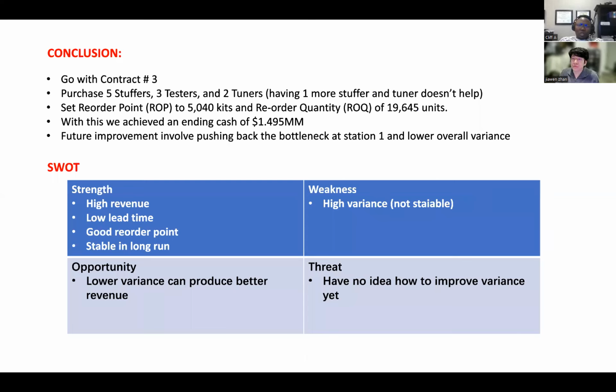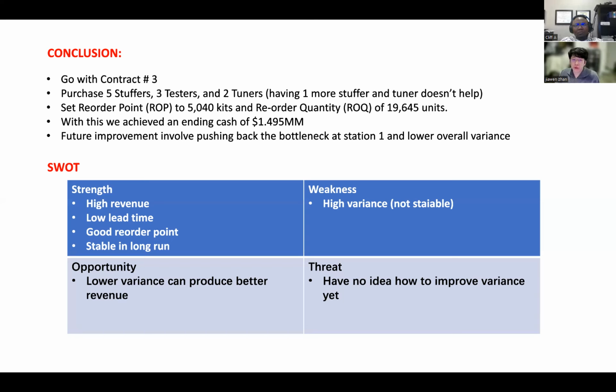In conclusion, we would suggest that in the future, the factory go with contract number 3, purchase 5 stuffers, 3 testers, and 2 tuners. Stay at a reorder point of 5,040 kits and reorder quantity of about 19,600 units. If possible and cost-effective, try to relocate the bottleneck from station 1 to somewhere downstream of the system. And lastly, find a way to lower the overall variance in the product lead time.